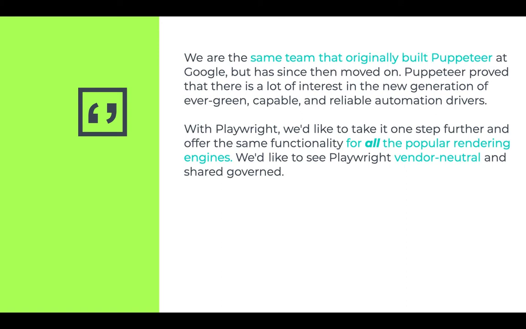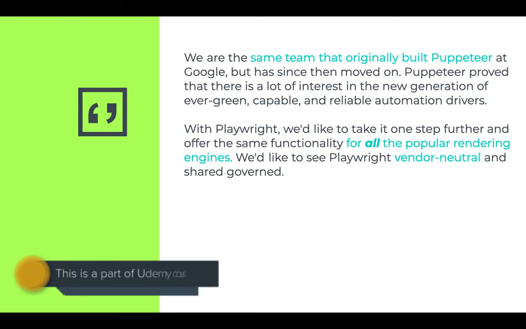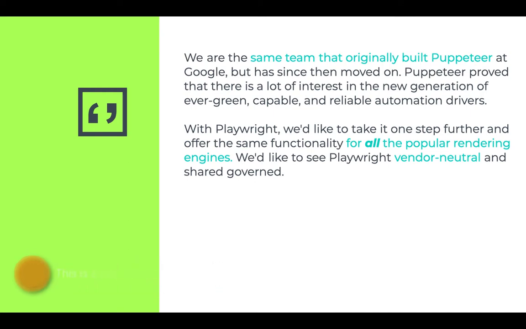We are the same team that originally built Puppeteer at Google but has since moved on. Puppeteer proved that there is a lot of interest in the new generation of evergreen, capable, and reliable automation drivers. With Playwright, we would like to take it one step further and offer the same functionality for all the popular rendering engines. We would like to see Playwright vendor neutral and shared governed.